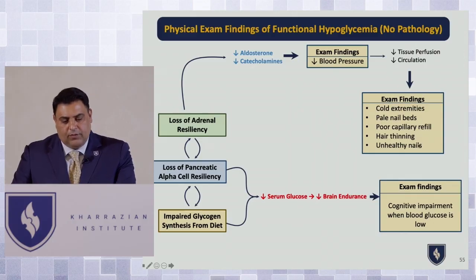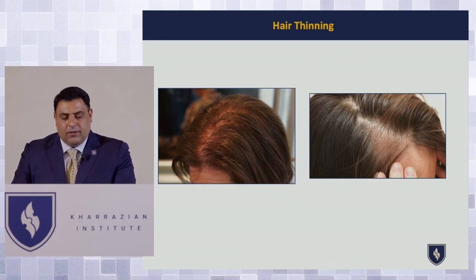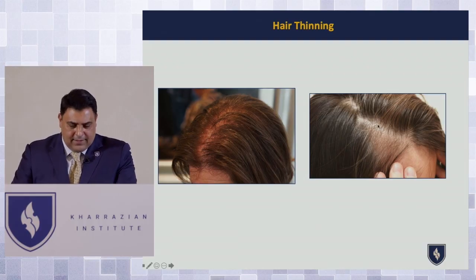One of the most common complaints with patients that have hypoglycemia is actually hair thinning and hair loss. And this is really caused from lack of blood flow to the scalp. And as the circulation improves, as the blood pressure improves, their hair comes back. So this type of hair thinning is related to it.